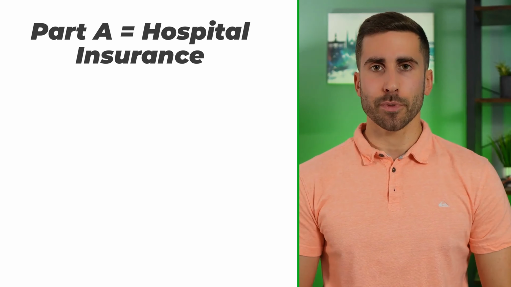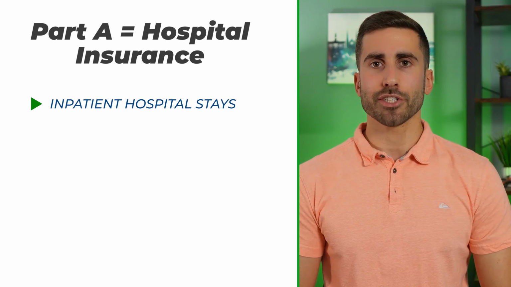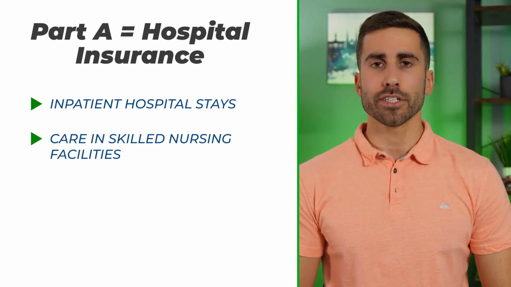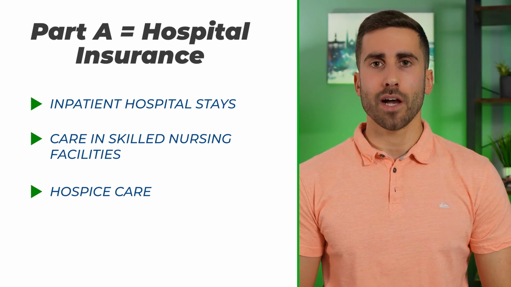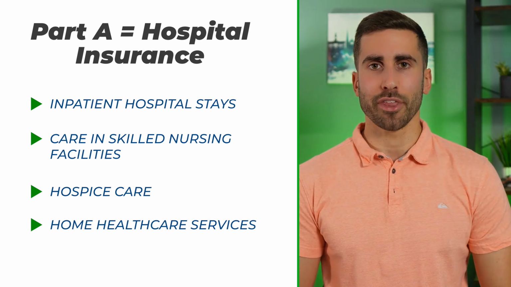Part A of Medicare makes up half of original Medicare, which consists of both Part A and Part B. Now, Part A is considered hospital insurance, and it covers inpatient hospital stays, care in a skilled nursing facility, hospice care, and some home health care, just to name a few things. Now, luckily, the Part A penalty is extremely rare, but it is still good to understand it.